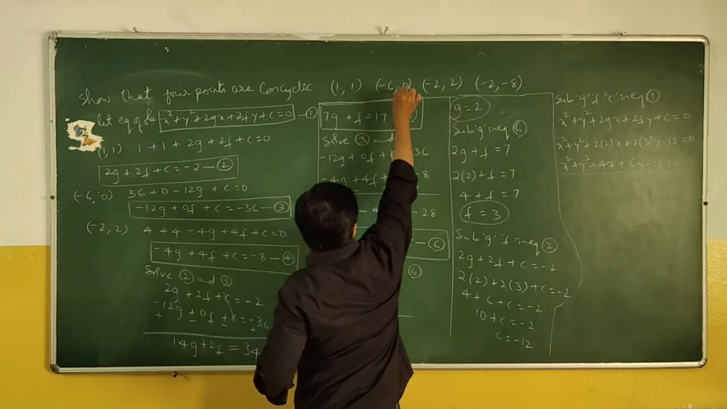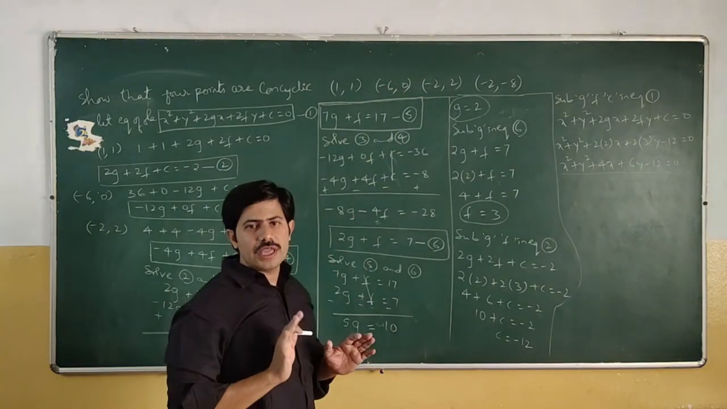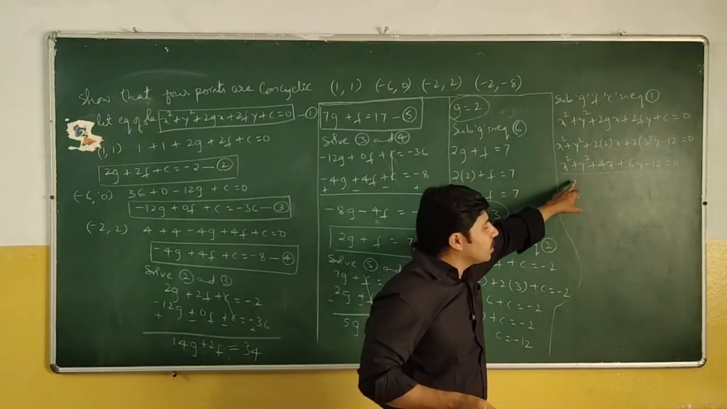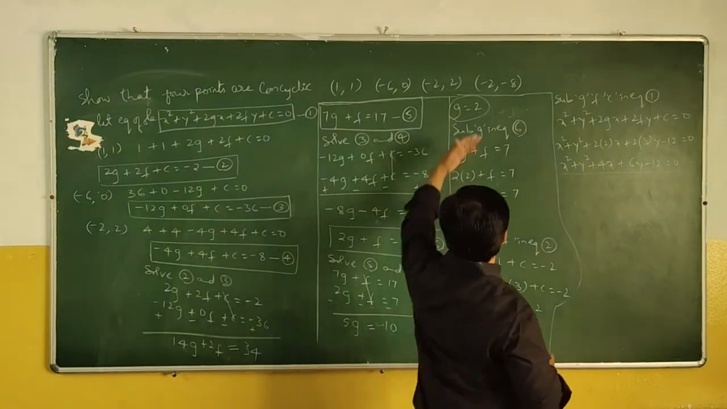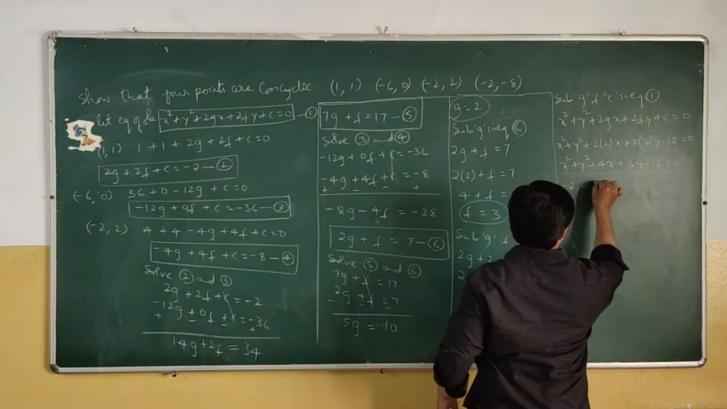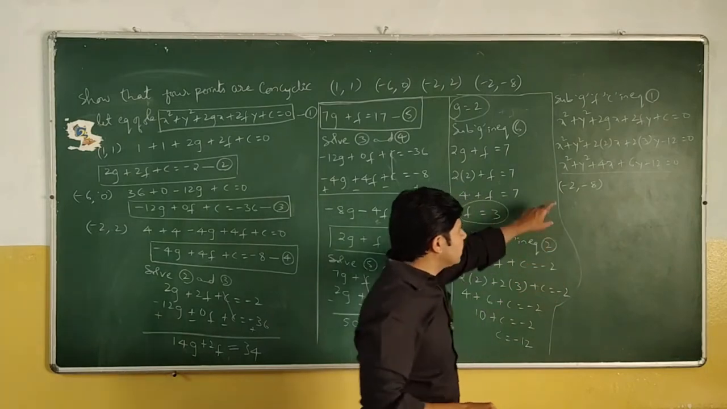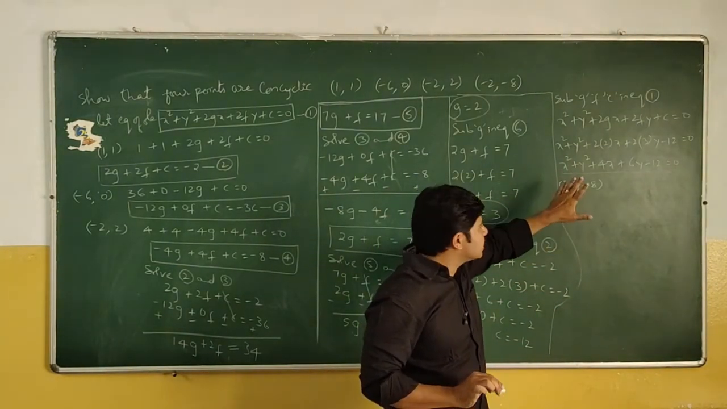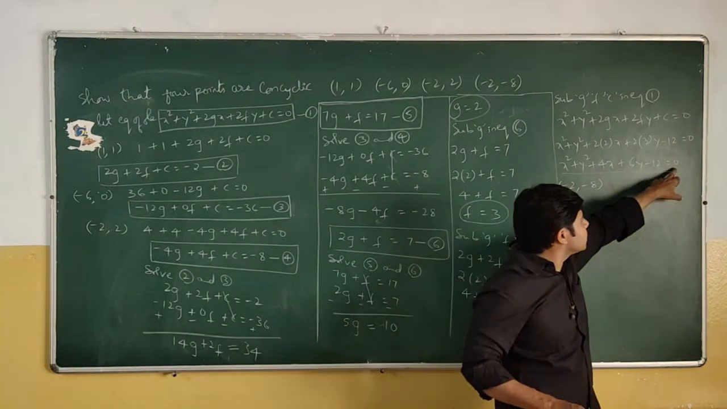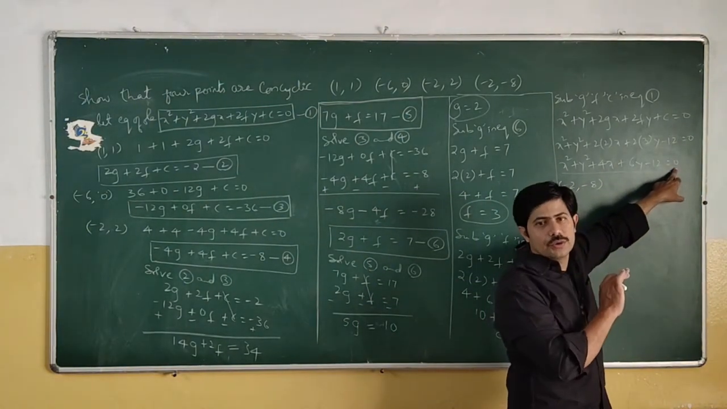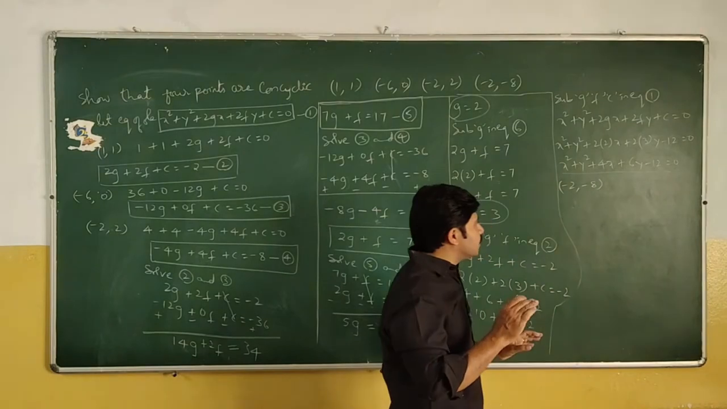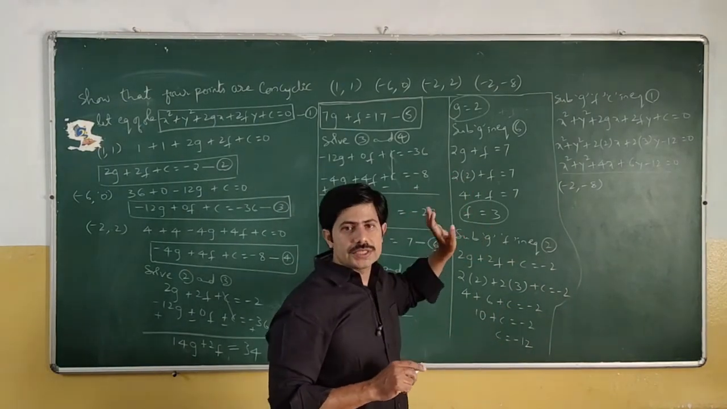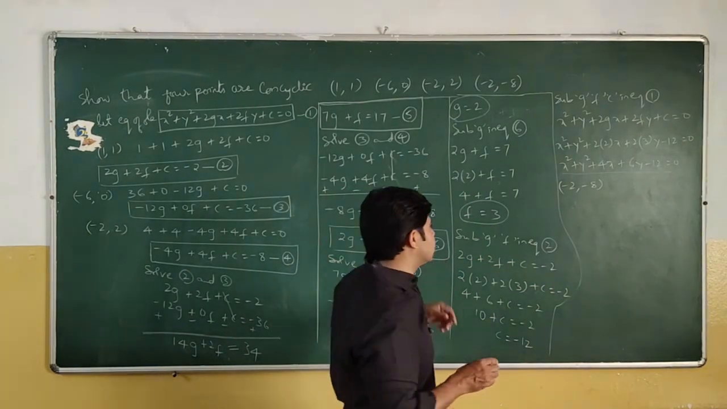First, using the 3 points, we find out the equation of circle. So we got this equation of circle. Now what we do is the last point, minus 2 comma minus 8, we substitute in the equation. It should satisfy. Satisfy means, what is RHS? 0. So we have to get 0. If we get RHS, then only the points are concyclic. Otherwise it is not concyclic.